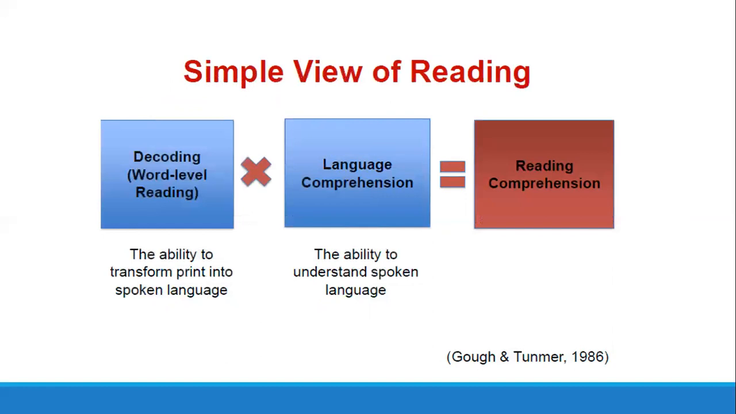Notice the multiplication side. We need both of these sides in order to read. If we lack one component, say decoding, but have language comprehension, I won't comprehend what I read. The same is true for the flip side. If I have strong decoding ability, but weak language, I won't comprehend what I read. I need both sides of the equation.